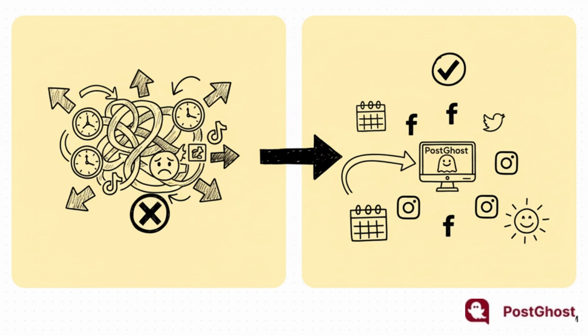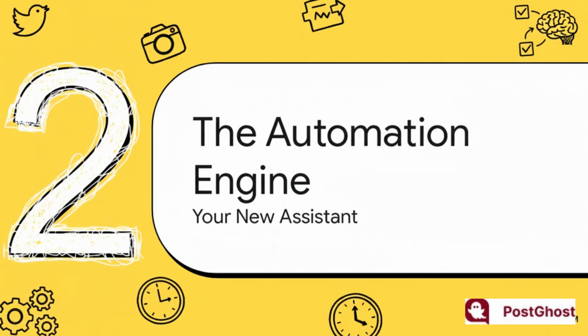But on the other side, you see the flow. Think a single, unified dashboard, automated scheduling, smart suggestions, heck, even screen-free weekends. The whole idea is to get you from that chaos on the left to that state of control on the right. Okay, so the big question is, how do you actually make that leap? Well, that's where PostGhost comes in. It's pitched as the automation engine designed to do just that, to be your new social media assistant.